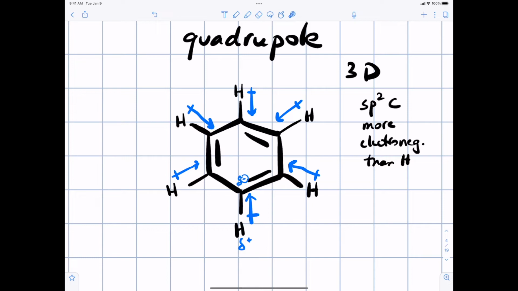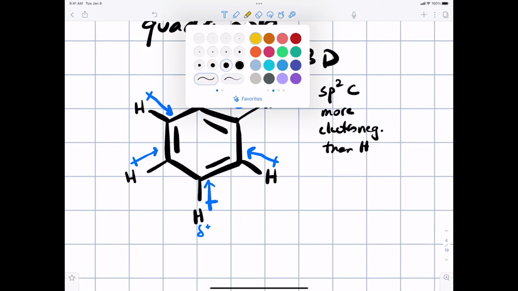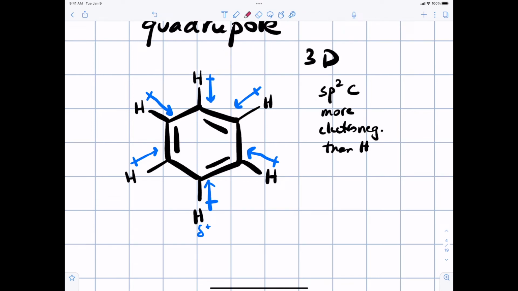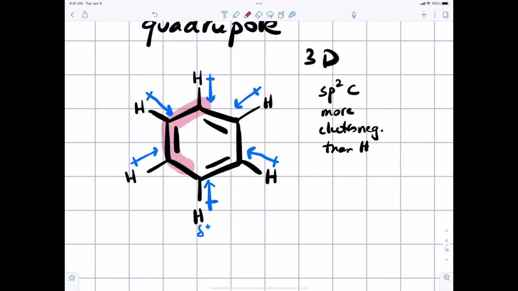Did we fix that? Okay, so all of these dipoles offset each other by the one opposite, but all of the carbons are electron rich and all of the hydrogens are electron poor. So let's use a color, red for electron richness. And then let's use the color maybe blue for electron poorness.